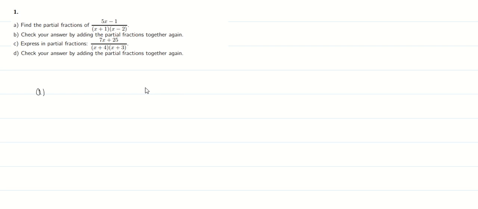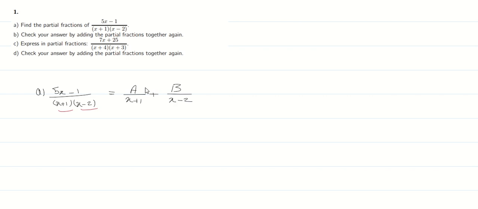So on A, we have 5x minus 1 on the top. On the bottom, we have x plus 1 times x minus 2. In order to break this into partial fractions, on the denominator, we have two linear factors in here. So each of these linear factors is going to have its own term. So we can break this into A over x plus 1 plus B over x minus 2.